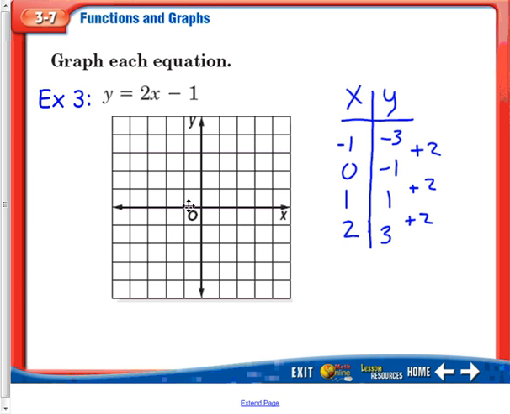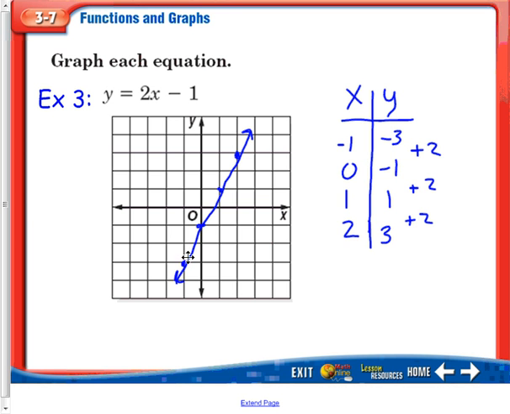We're going to go left 1 and down 3. Okay, and then we're going to graph this next point. We're going to go 0 and down 1. And then we're going to go right 1 and up 1, because it's a 1, 1 value. And then we're going to go right 2 and up 3. And again, remember these are linear lines, so they are straight. Try to make that as straight as we can.